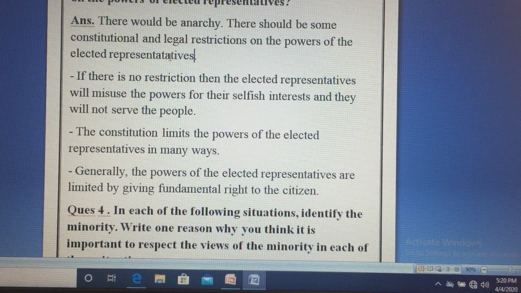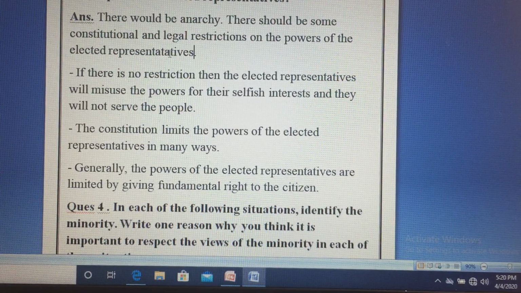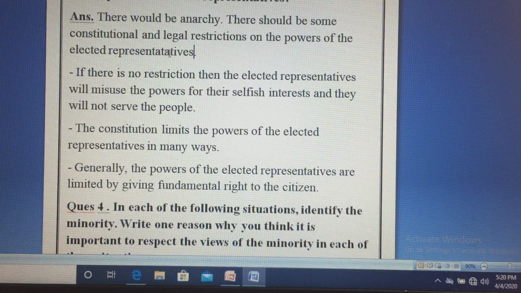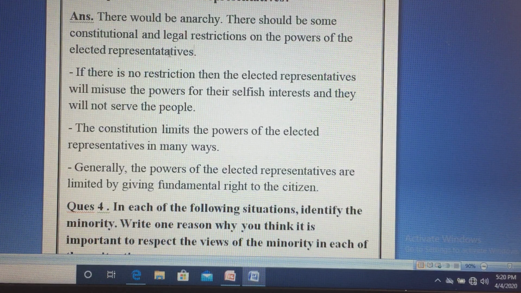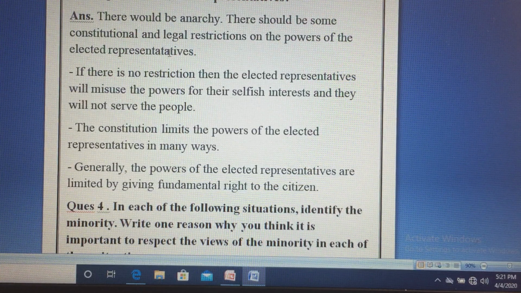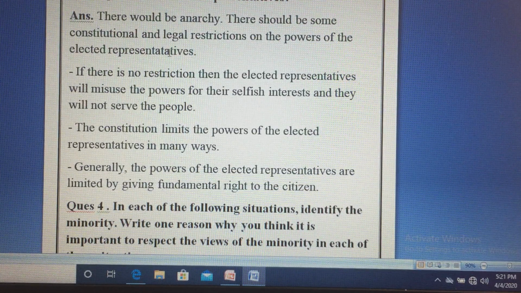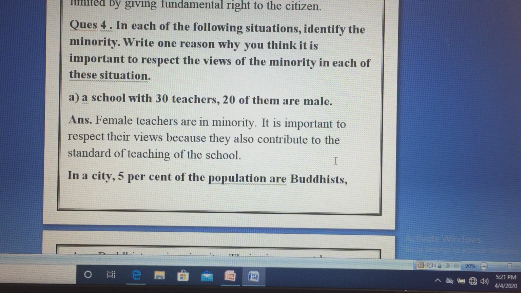The Constitution limits the powers of elected representatives in many ways. Generally, the powers of elected representatives are limited by giving fundamental rights to the citizens. That we have discussed in the chapter, how fundamental rights are given to each and every citizen so that the authority cannot misuse their power.